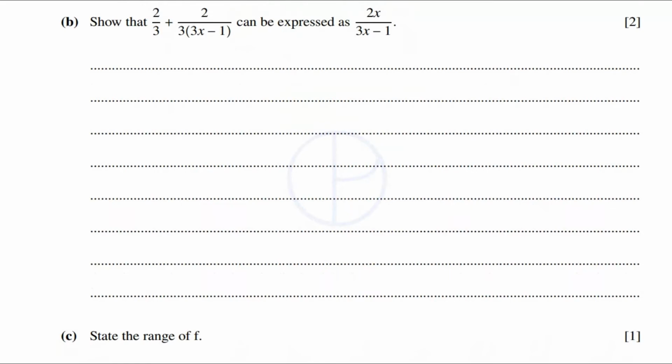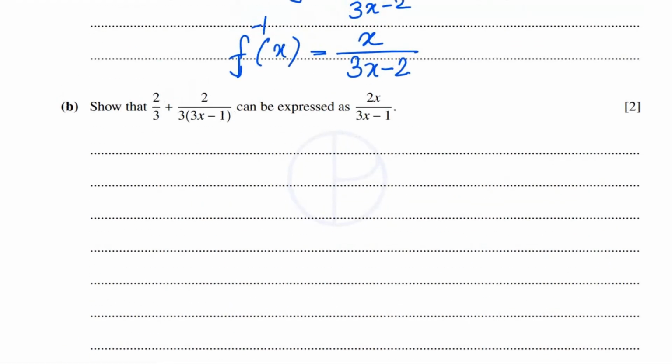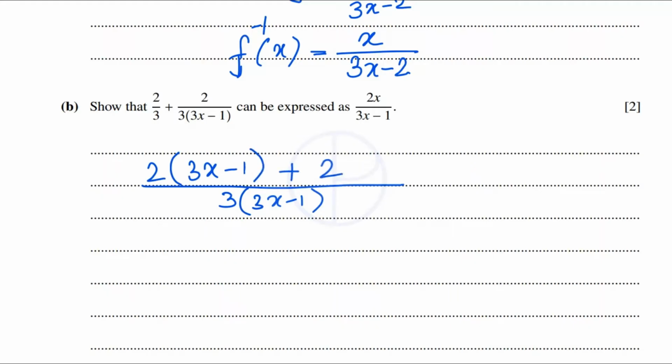The next part of the question is, show that 2 over 3 plus 2 over 3 times 3x minus 1 equals 2x divided by 3x minus 1. So let's find the common denominator for this expression, which is 3 multiplied by 3x minus 1. So 2 multiplied by 3x minus 1 plus 2. So this is equal to 6x minus 2 plus 2 divided by 3 times 3x minus 1.